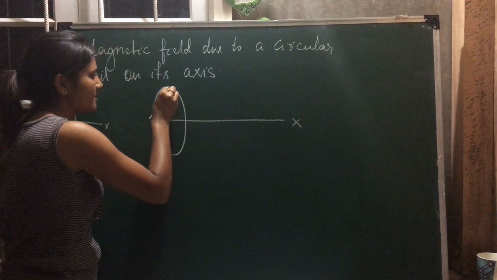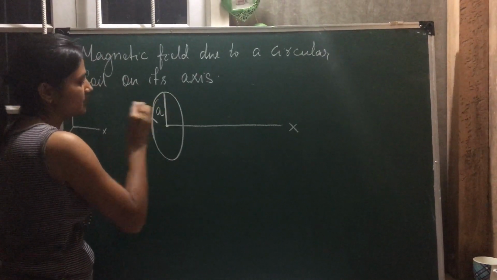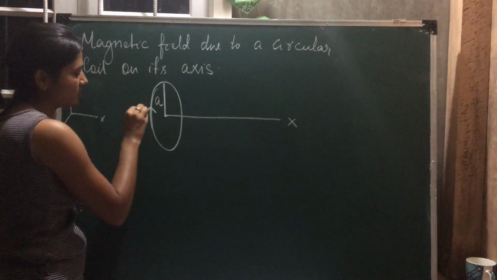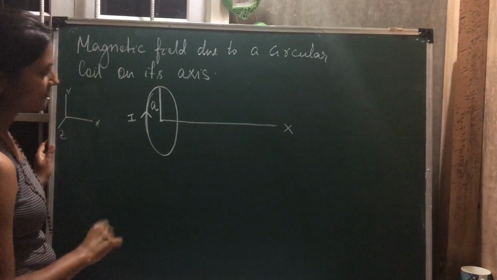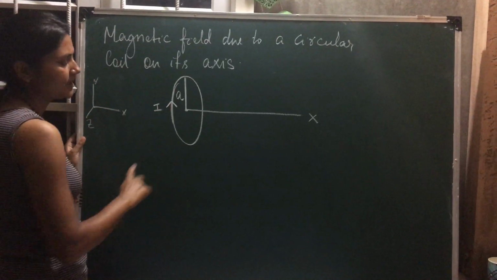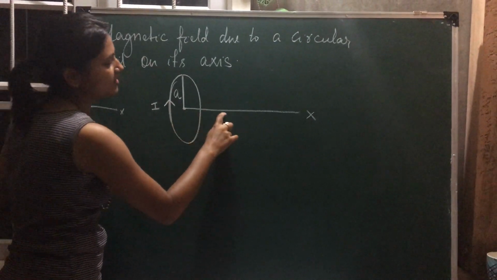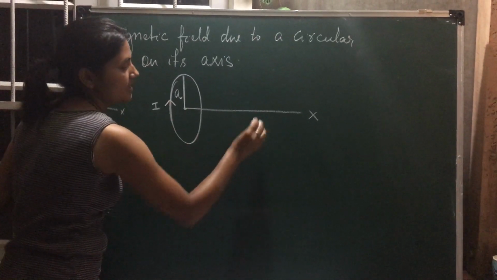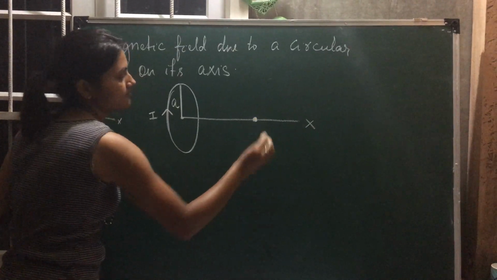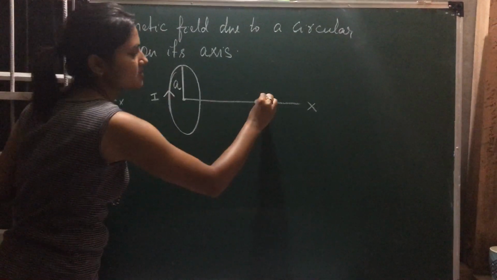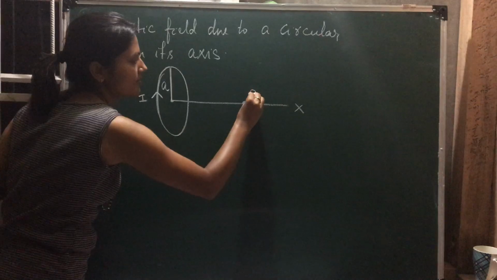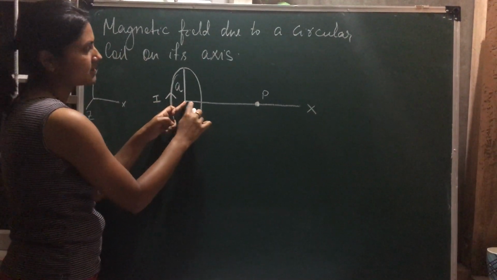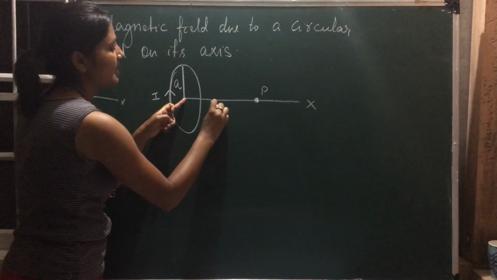Say this is the radius of the loop. This is given, and the current is given. Now let us find out the magnetic field on the axis of the loop, on the axis anywhere. Say here, this point is P. From the center the distance, say it is x.